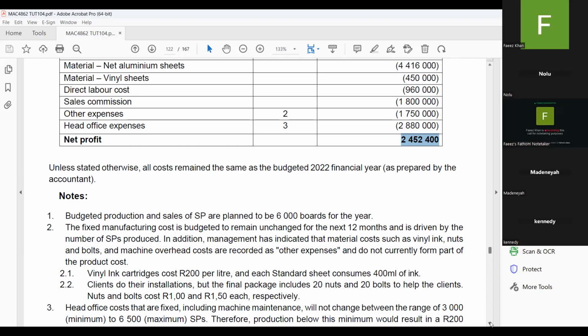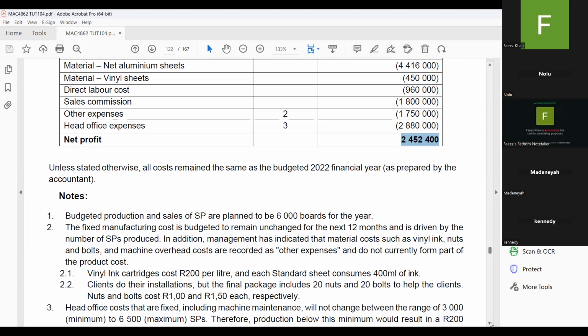Okay, so that's very important. So remember, when it comes to fixed manufacturing costs, there are two approaches that we need to know. The ABC approach, activity-based costing, and then the traditional costing method. Okay, so if they don't tell you it's ABC, then that means it is automatically the traditional costing method.